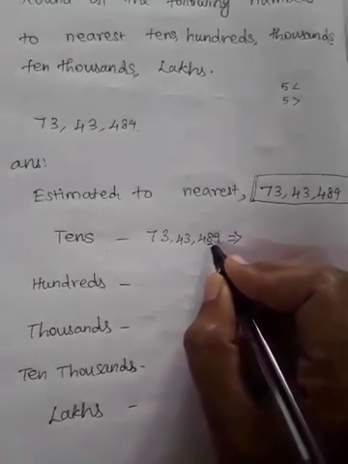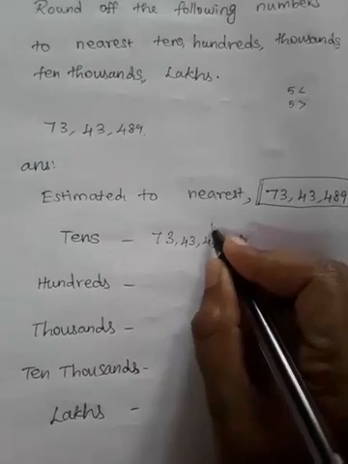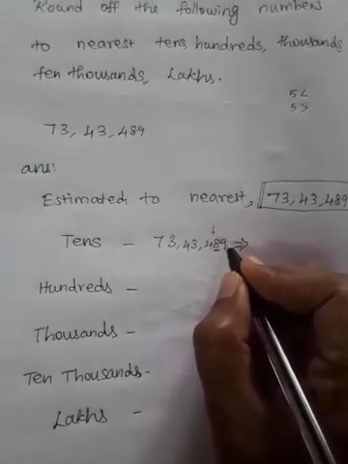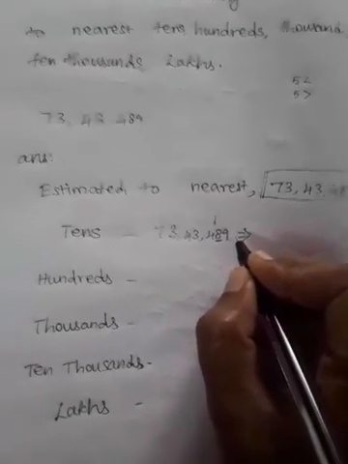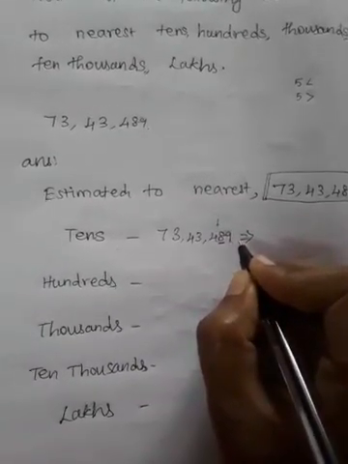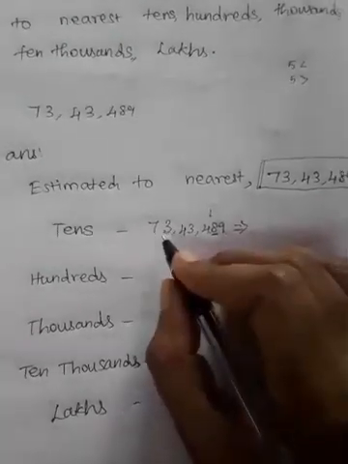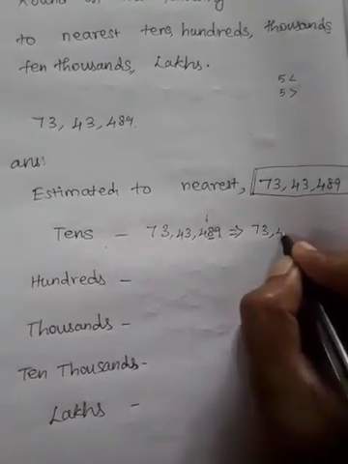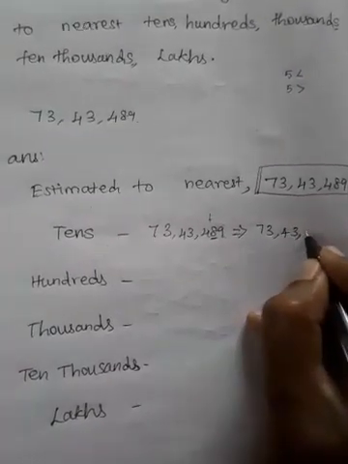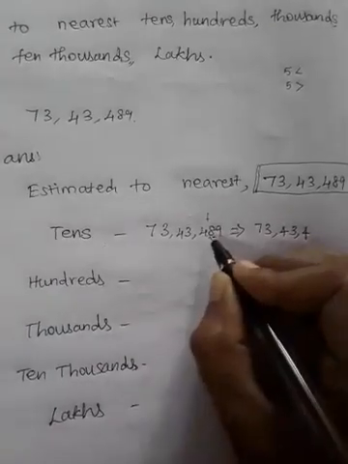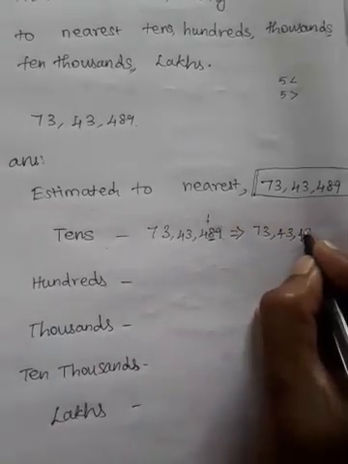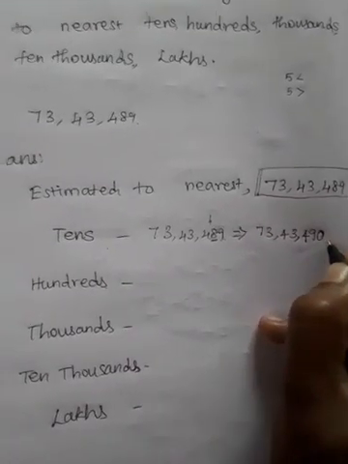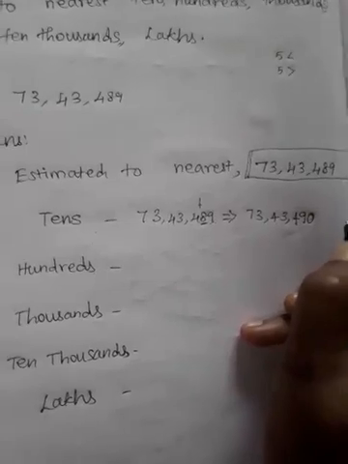So what do you want to do now? You want to add 1 here, and this number you want to write as 0. So estimation is nothing but the number must end with 0. That is the most important thing. All other numbers you want to write as such. See, 73 lakhs 43,490. Here 8 plus 1 is equal to 9. Then this number should be zero. After you did the estimation, the next number should be 0.